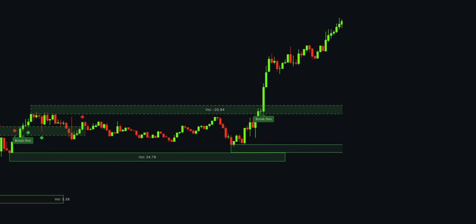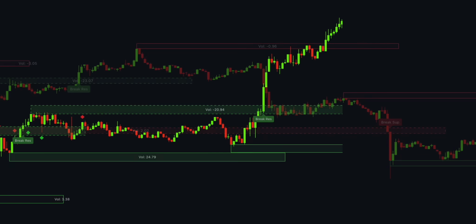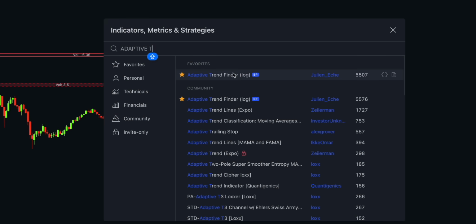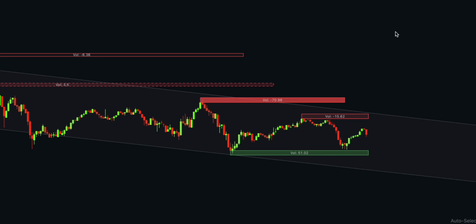As the price moves past a level of support or resistance, it is thought that supply and demand have shifted, causing the breached level to reverse its role. These breakout signals can be very powerful, especially when combined with other technical analysis tools. For instance, this indicator works very well with the Adaptive Trend Finder.